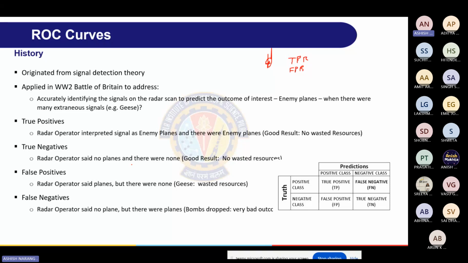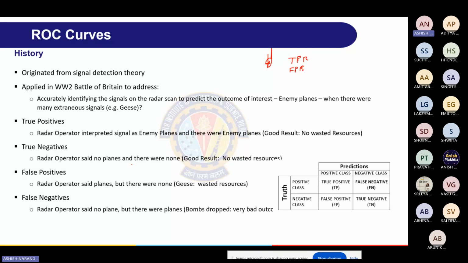But the radar also detected birds and noise, and this created a good number of possibilities, right? One is true positive, where the radar signal says there is an enemy plane, and there actually were enemy planes. This is a good result, a true positive, a good outcome. There's a true negative also. The radar operator said there is no plane, and there actually were no planes. This is again correct, and this is a good output, and we didn't waste any resources.